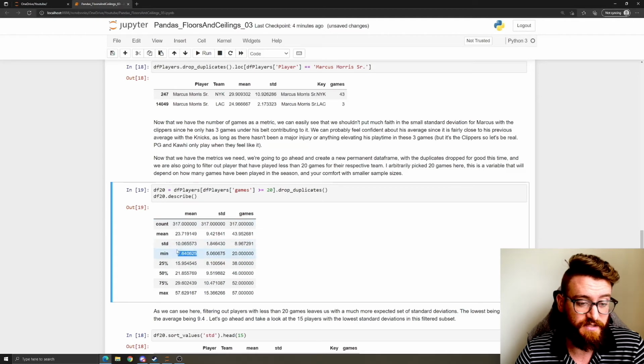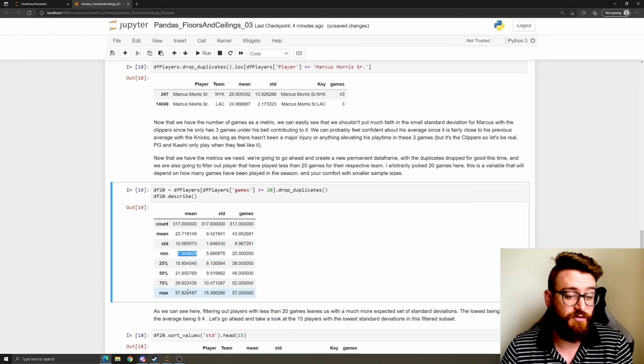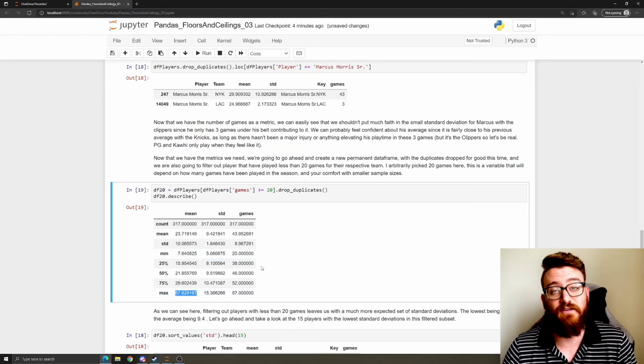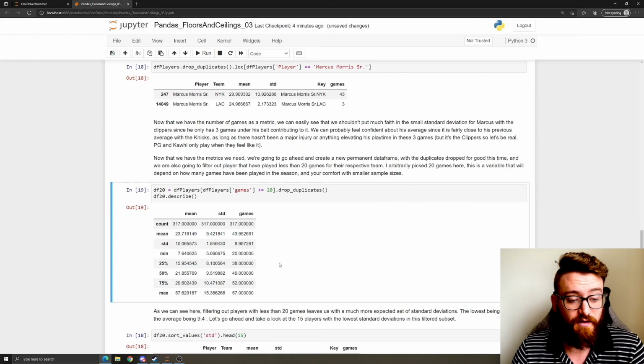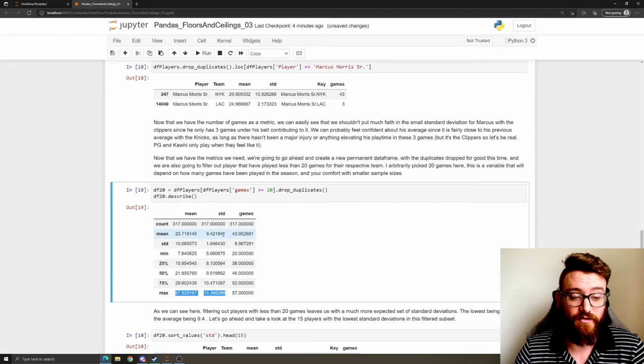And same with the average number of fantasy points scored. The minimum is going to be 7.64 for players that have played 20 games or more, and the max is going to be an average of 57.63. Okay, and these are not necessarily coming from the same player record either. This is across the entire data set, so keep that in mind as well.